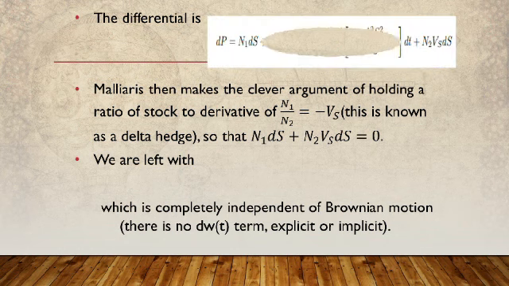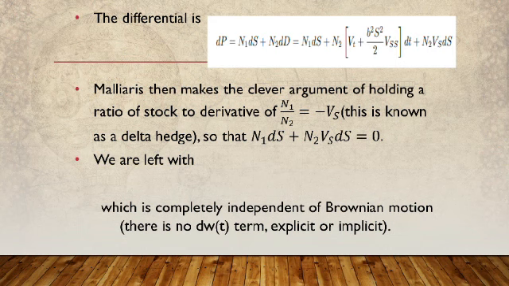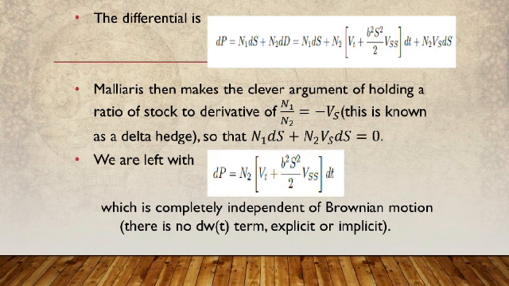Merton then made the clever argument of holding a ratio of stock to derivative, N1 over N2, equal to negative V_S. This is known as delta hedging, so that N1 dS plus N2 V_S dS equal to 0. We are left with dP equal to N2 [V_t plus b squared S squared over 2 V_SS] dt, which is completely independent of Brownian motion.